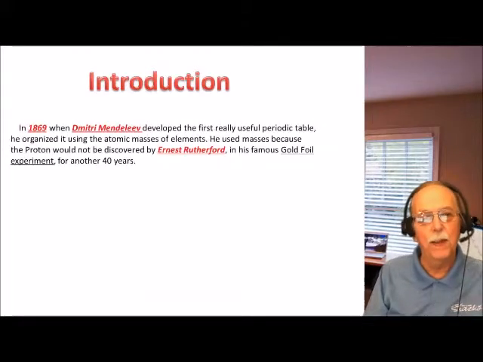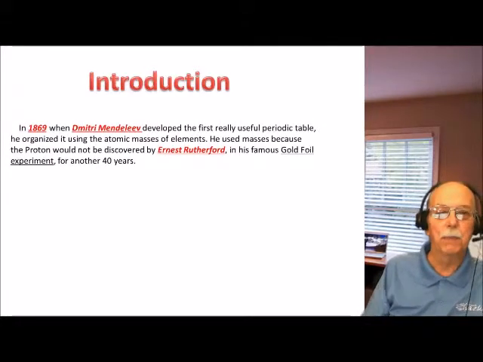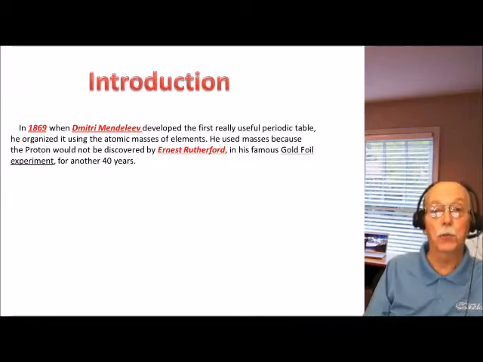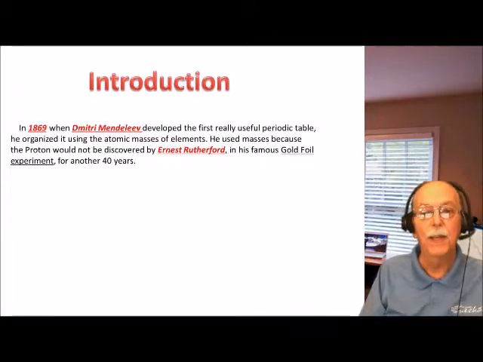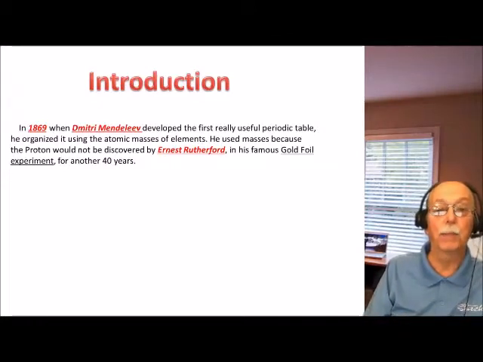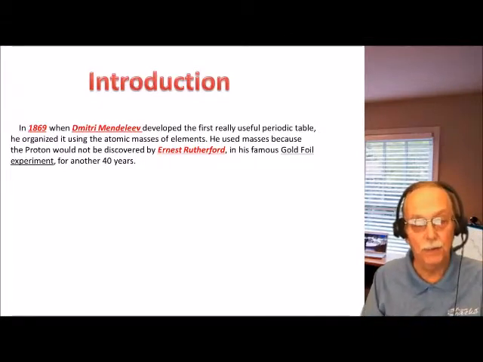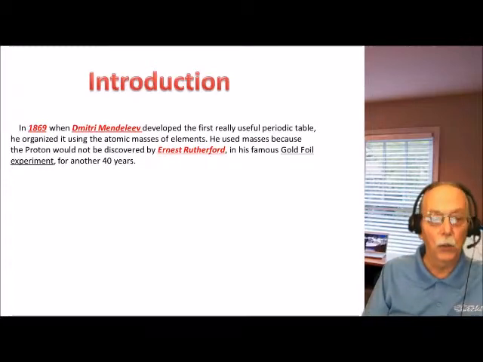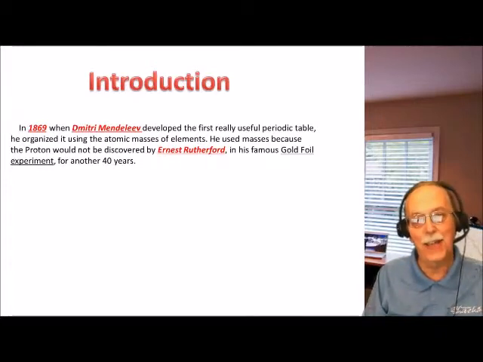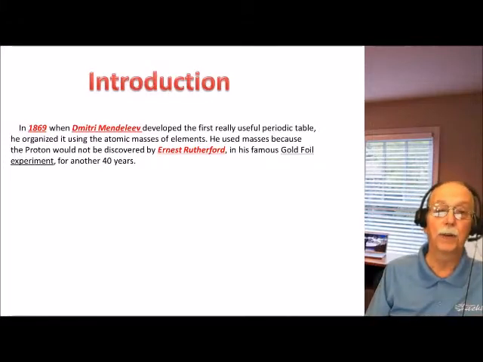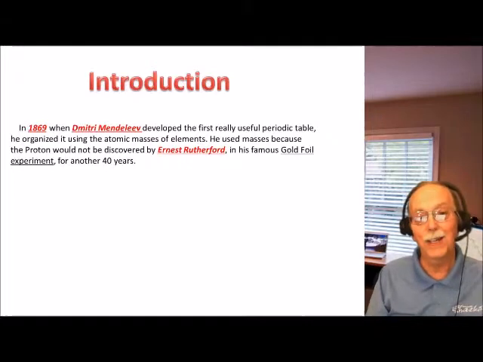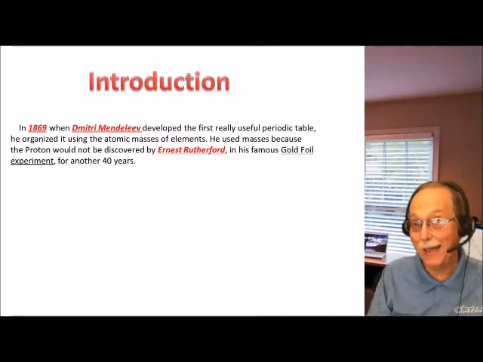A little background. Back in 1869, when Dmitri Mendeleev developed the first really useful periodic table, he used atomic masses to organize the elements on his periodic table. He used masses because the proton would not be discovered by Ernest Rutherford for another 40 years. So his periodic table looked nothing like the modern day periodic table. Now that we understand what protons are, we can organize atoms according to atomic number, because of course atomic number is based on the number of protons each particular atom of a particular element has.